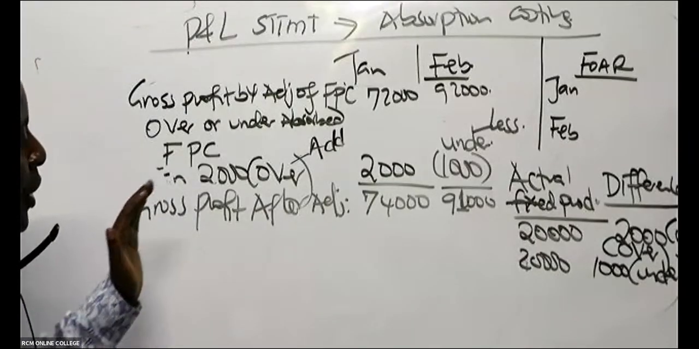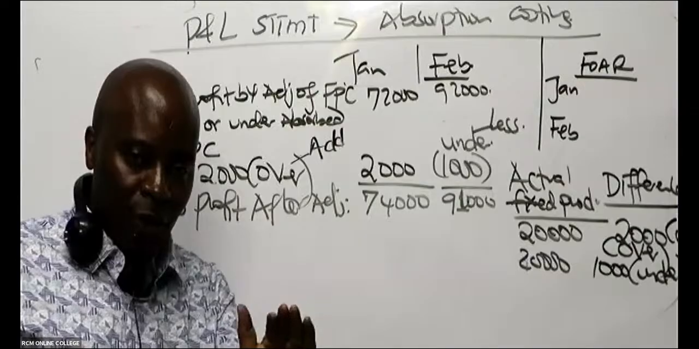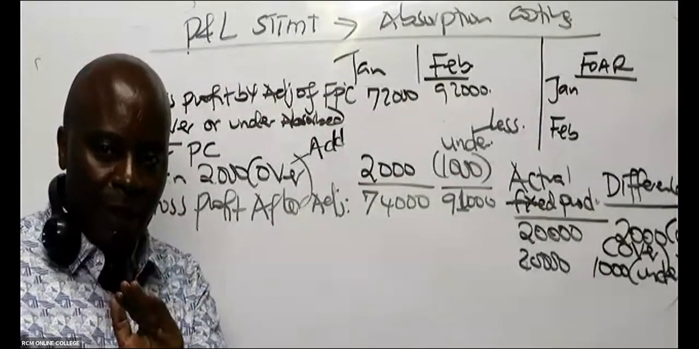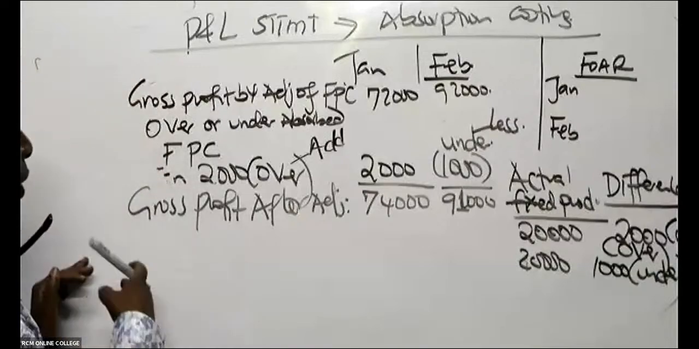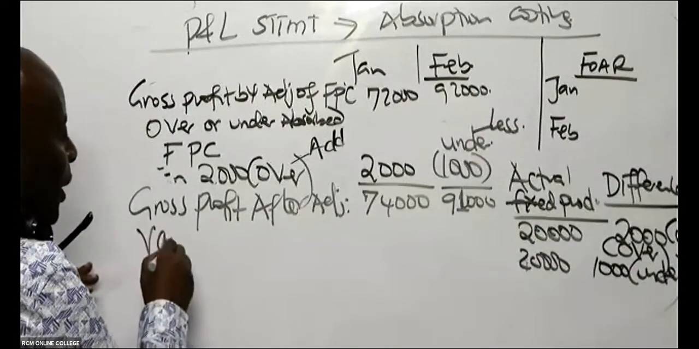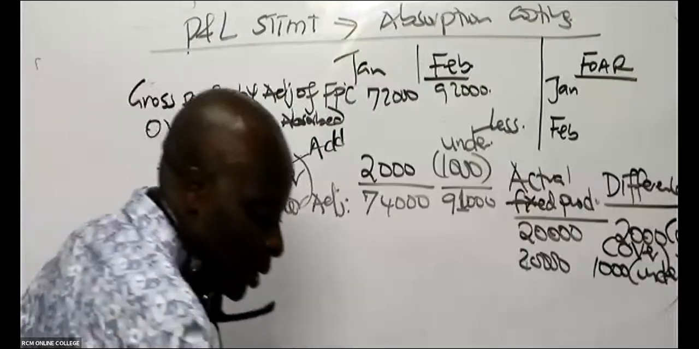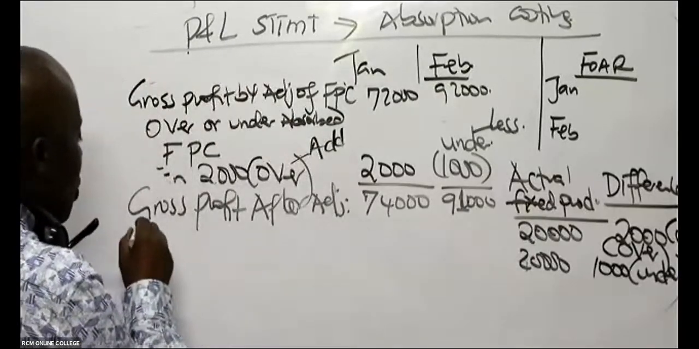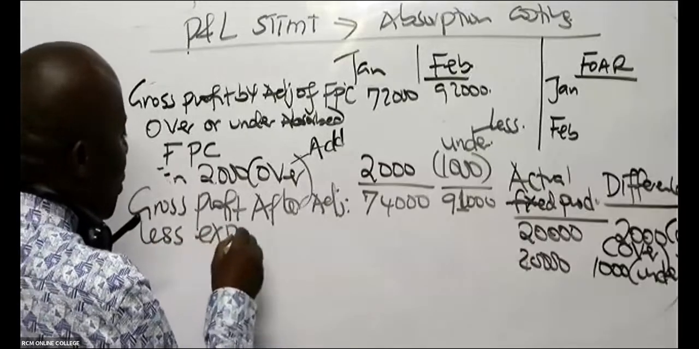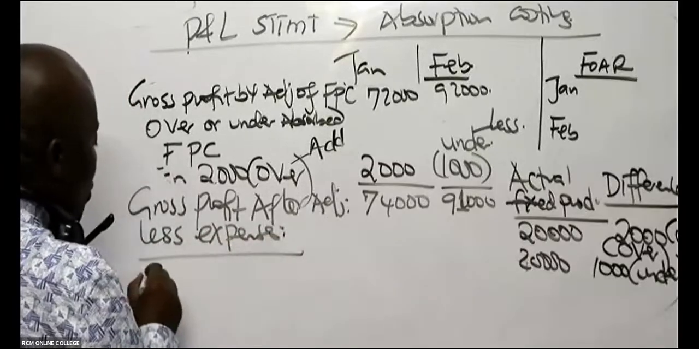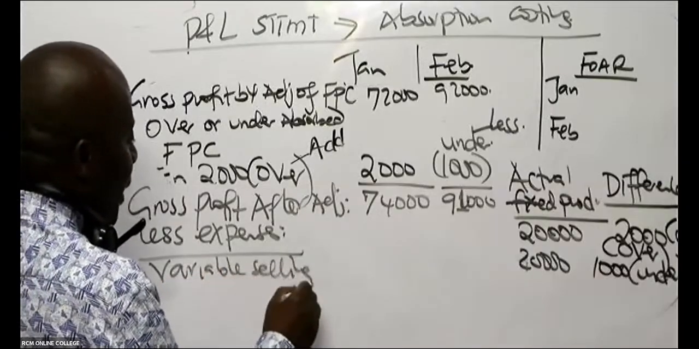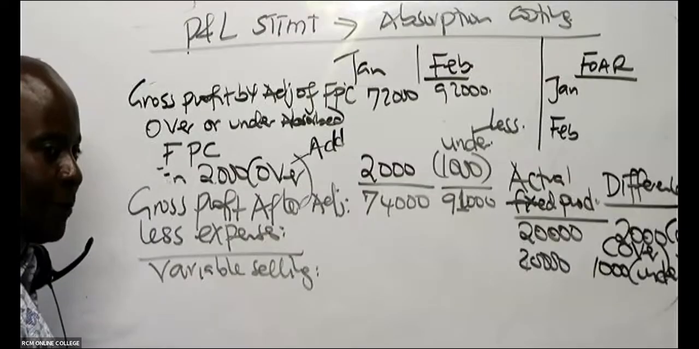Now, remember, this is post-production. So post-production, now we bring on board the selling expenses. And there are two. We have variable selling. So you say less expenses. Now this is post-production. So less expenses. So we have here variable selling and a fixed selling.